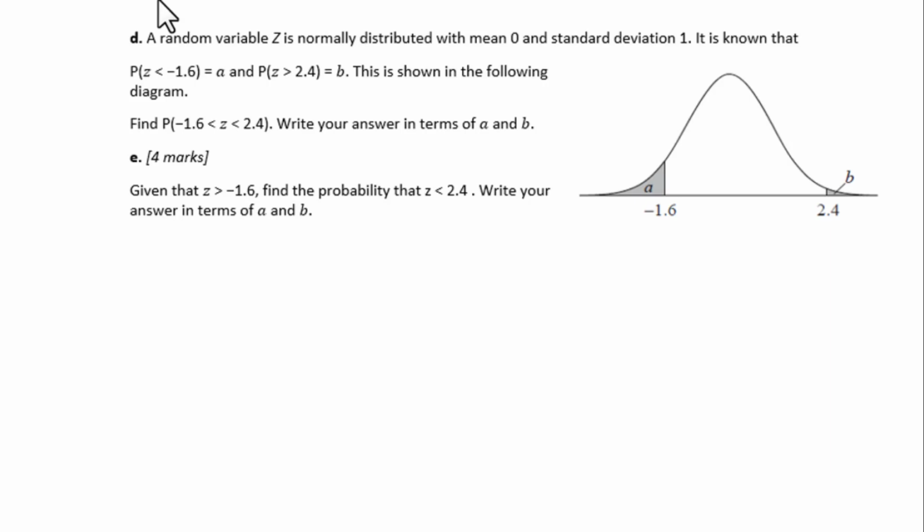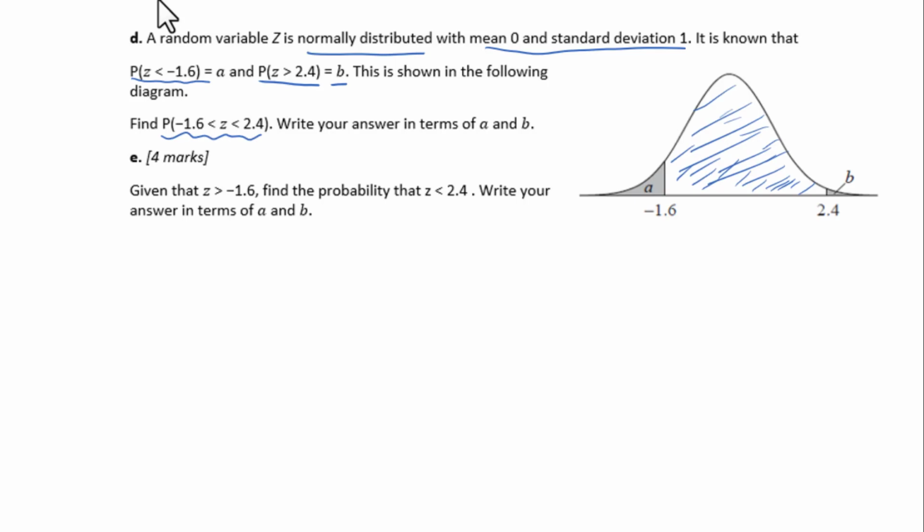A random variable Z is normally distributed with a mean 0 and standard deviation 1. It is known that probability of Z less than negative 1.6 is A. Probability of Z greater than 2.4 is B. This is shown in the following diagram. Find the probability of Z greater than negative 1.6 and less than 2.4. Write down your answer in terms of A and B.